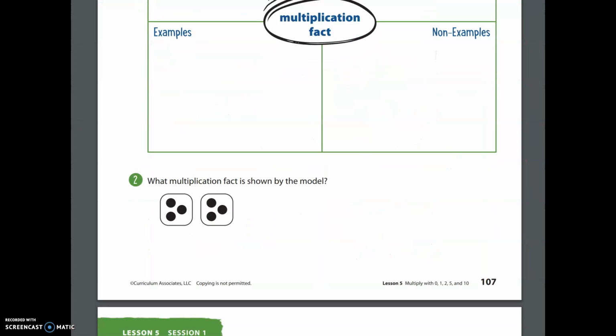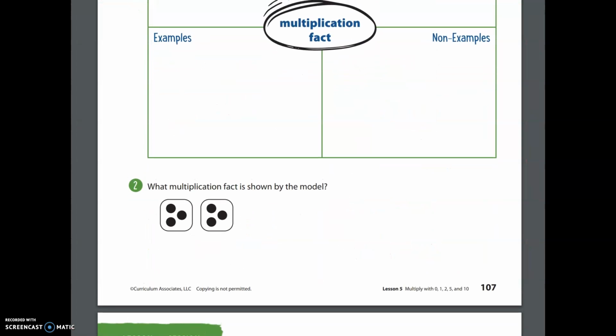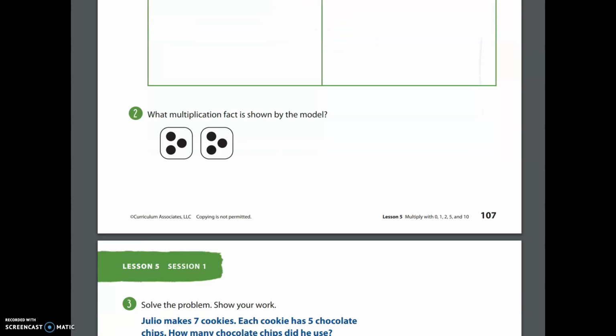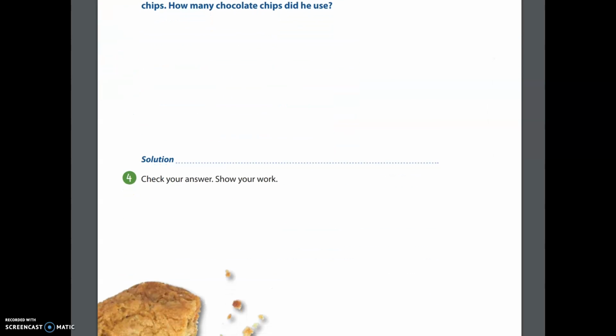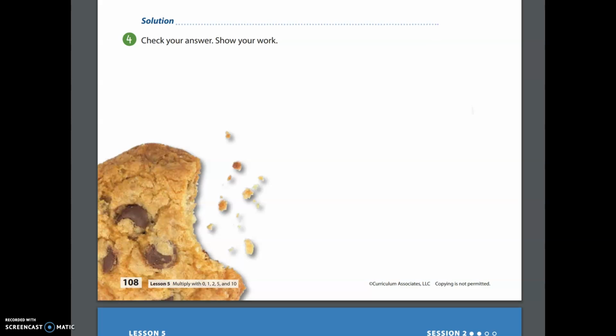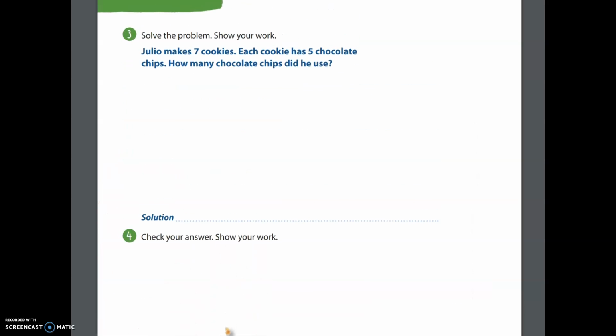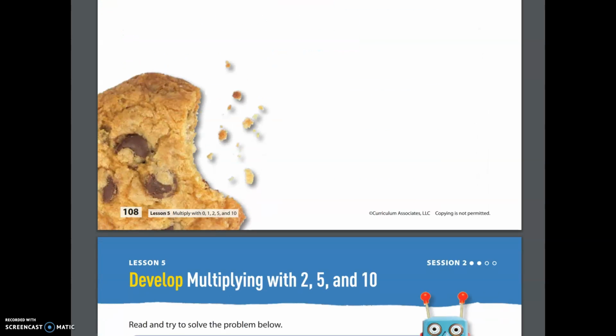Okay, so in your instructions, I have do page 107 and 108 on your own. I want you to do number 2 on page 107. On page 108, do number 3. Number 4 is just to show your work. So if you actually showed your work when you were doing number 3, then you're done.